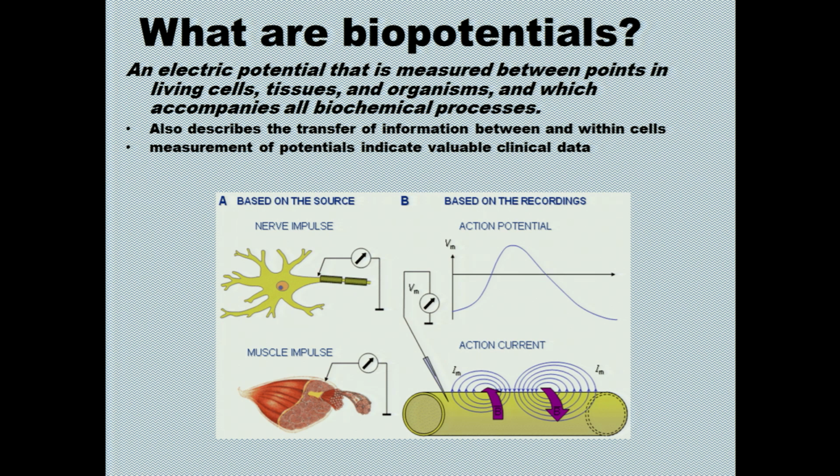Okay. Living cells, tissues and organisms, and it accompanies all biochemical processes. Again, this potential depends upon the electrochemical concentration. We will see more in the next 2 slides. And this also describes the transfer of information between cells and within cells; this is a measure of it. And then measurement of potential indicates valuable clinical data, okay, that is the main thing.